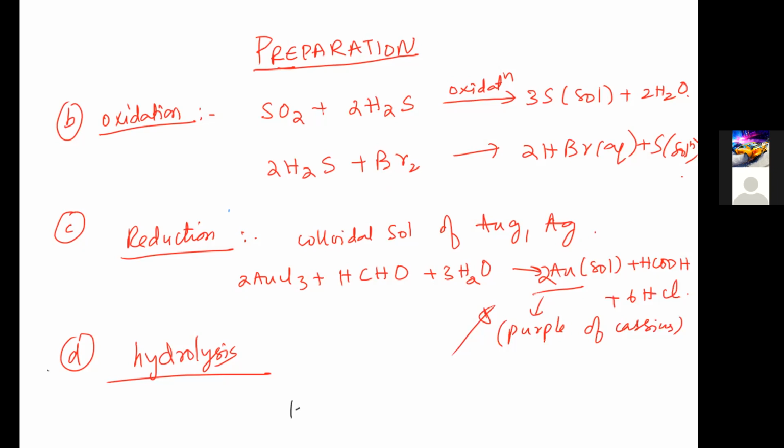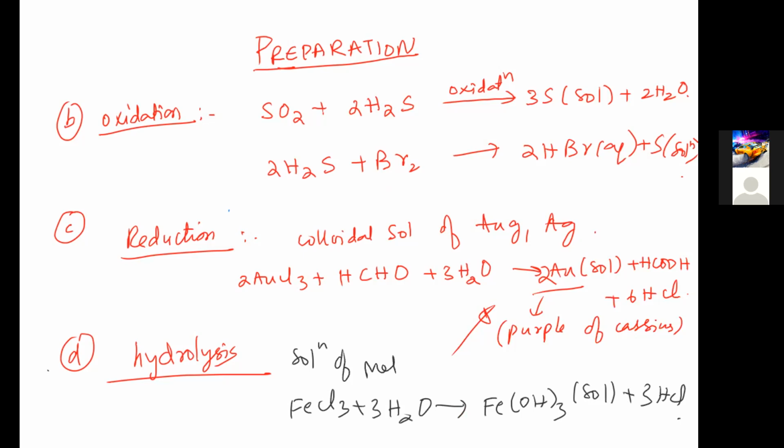Hydrolysis: here FeCl3 plus water gives rise to Fe(OH)3 solution plus HCl. That means solutions of metal hydroxides can be obtained through this method. Similarly, the other, Al(OH)3, is the same: AlCl3 plus water gives aluminium hydroxide and HCl.